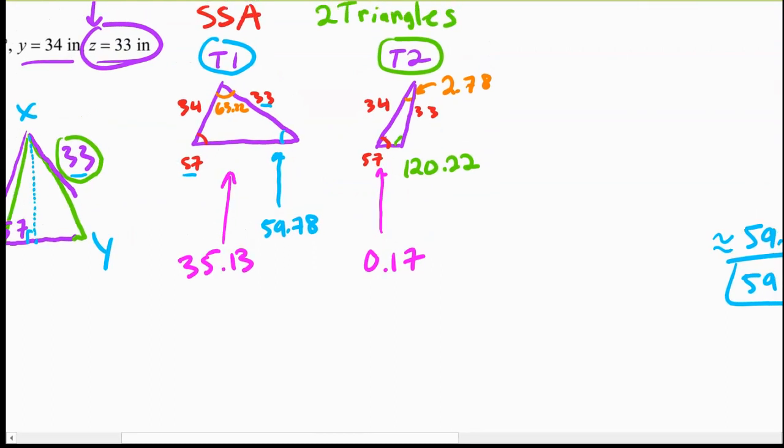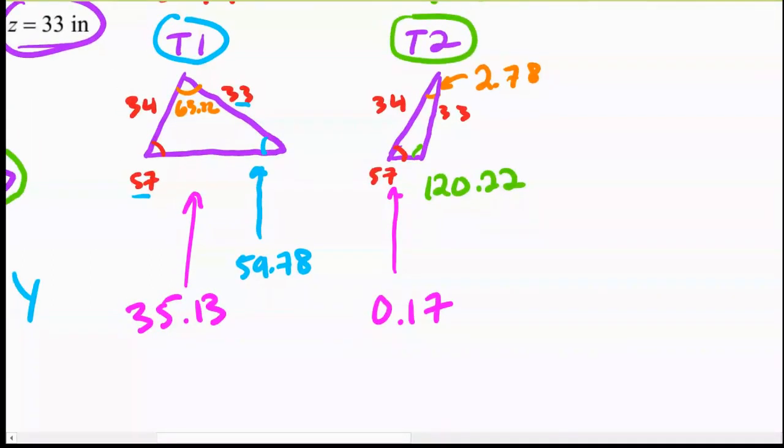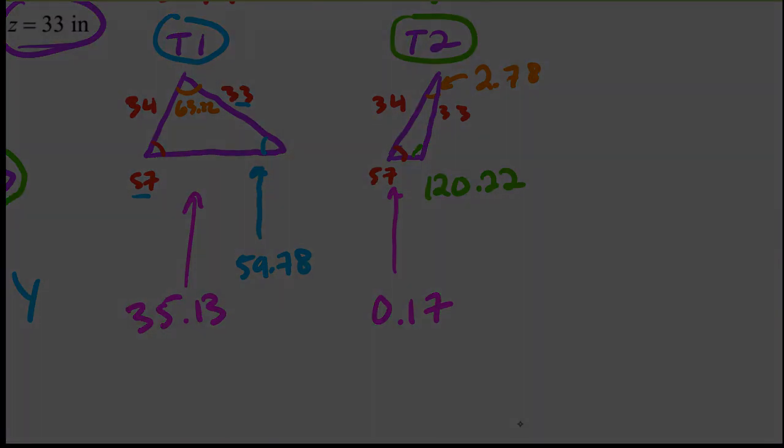So I know it's not pretty, people, with my handwriting here, but both triangles are now solved, which is how we solve something like a side-side-angle that can create two separate triangles.